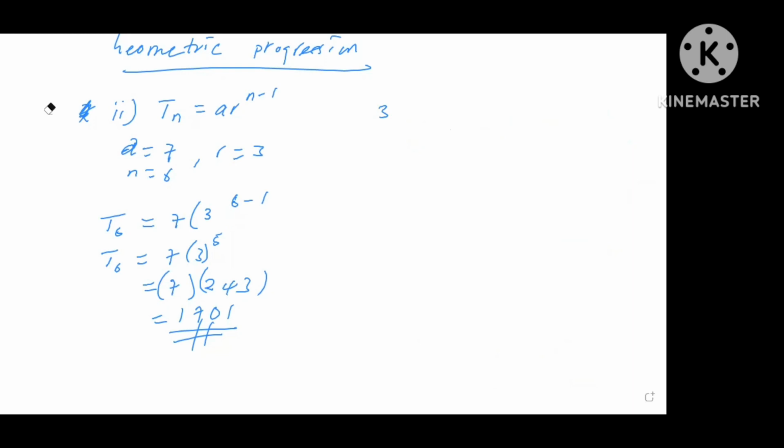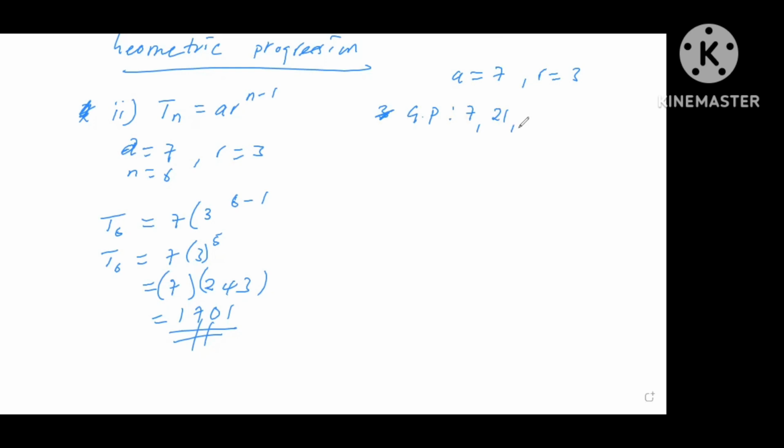Okay, so let us prove this. We are saying that the first term is 7, and our R is 3. So now we want to formulate a GP of the form: the first term is 7, the second term is 21, according to the information that we have.